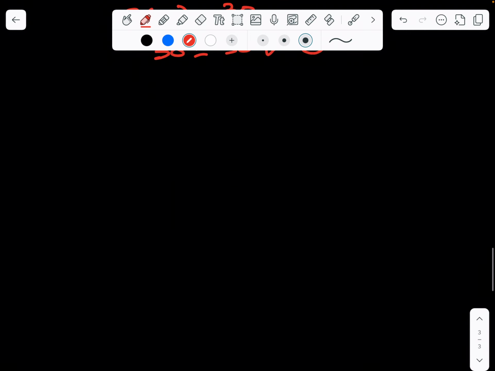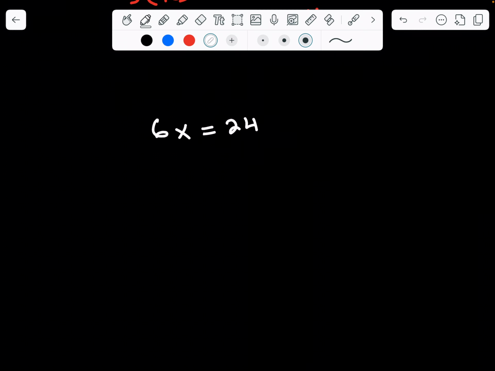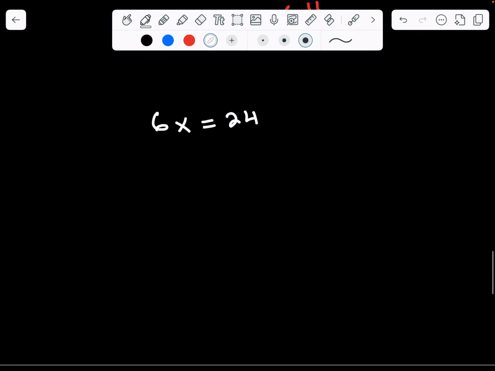So I'm going to leave you with this. I'm going to leave you with the expression 6x is equal to 24. And I want you to solve this on your own. So pause the video real quick and solve this on your own. Once you get the answer, put it down in the comments.